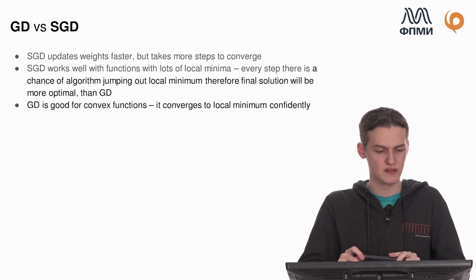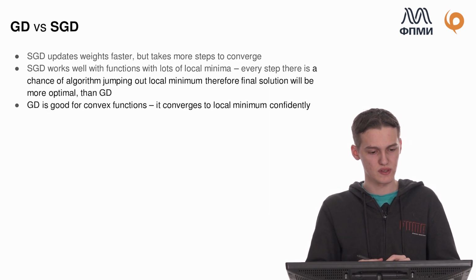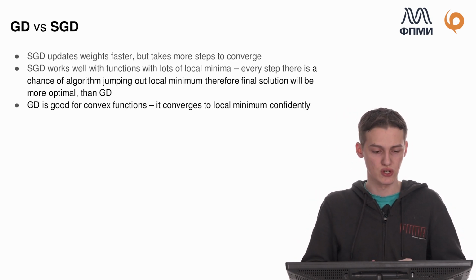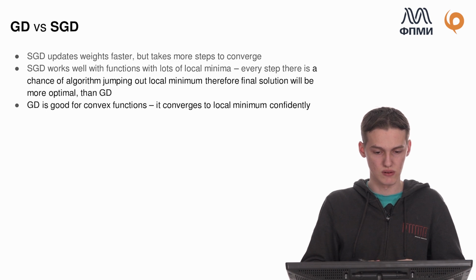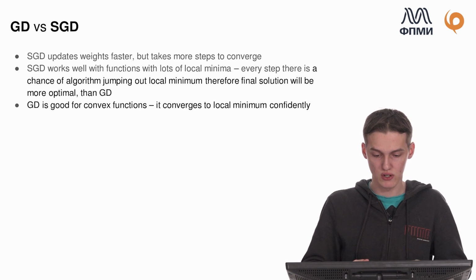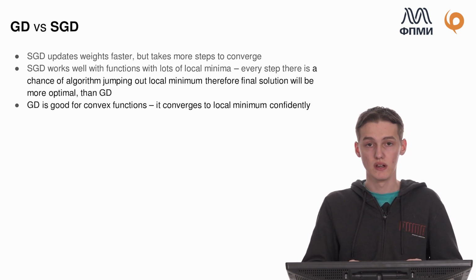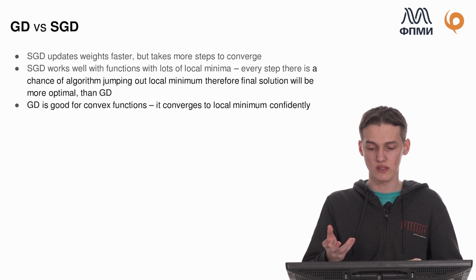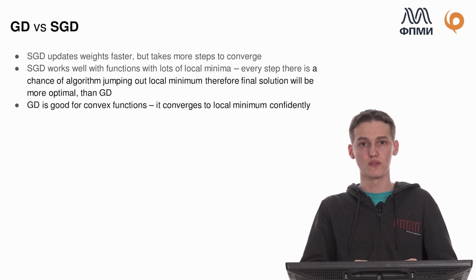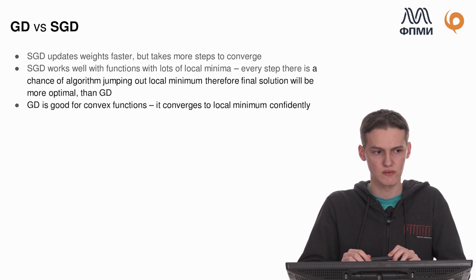So let's compare these two algorithms. SGD updates weights faster, but takes more steps to converge. We saw it on the GIF. SGD works well with functions with lots of local minima. We're also seeing this. It will just eventually jump off the pit. But gradient descent works well just for convex functions. It will converge more confidently.